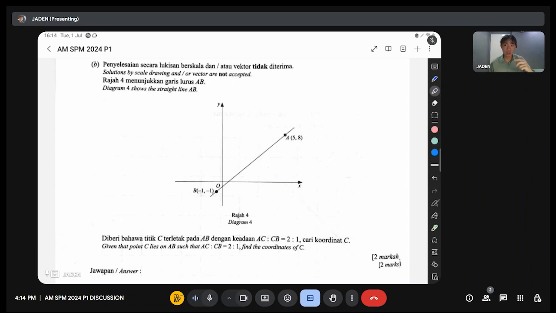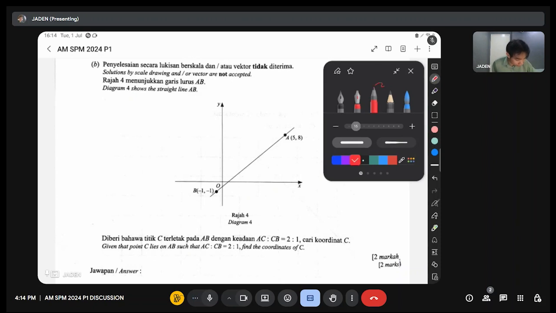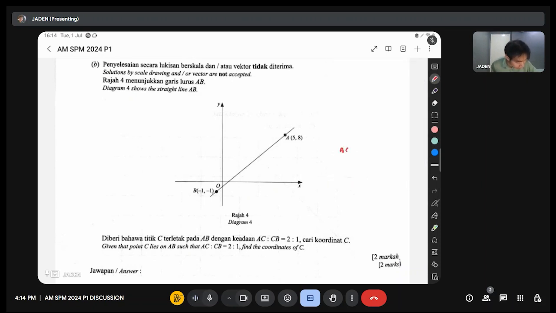This question is actually from your Form 4 Chapter 7, Coordinate Geometry. It is the very first subtopic that you learn in Chapter 7, dividing a line segment. So over here, let me write it down. AC ratio to CB is 2:1, right? That means your C is the divider between points A and B. So let me tell you how you interpret this information. You look at it this way. AC refers to ratio 2, CB refers to ratio 1.